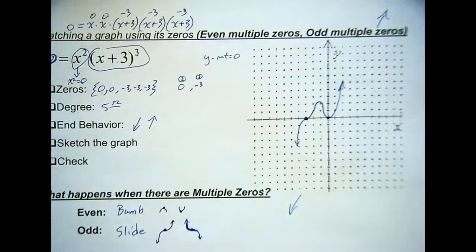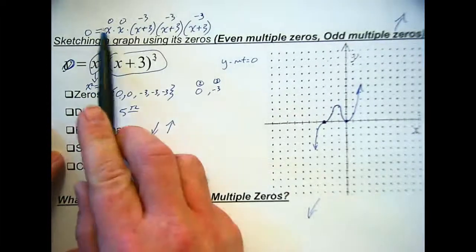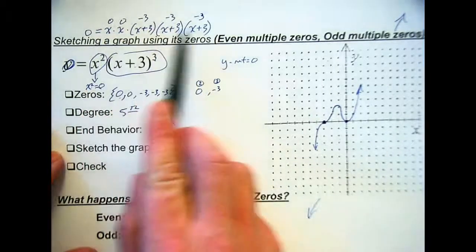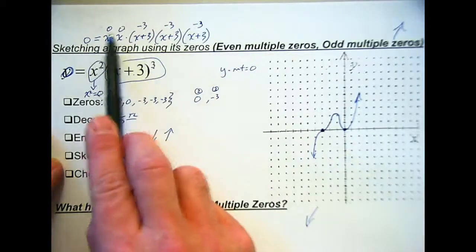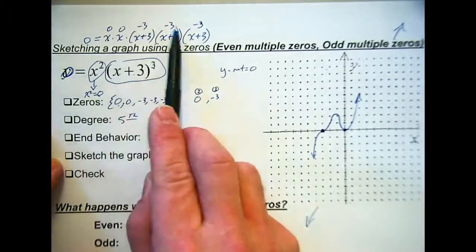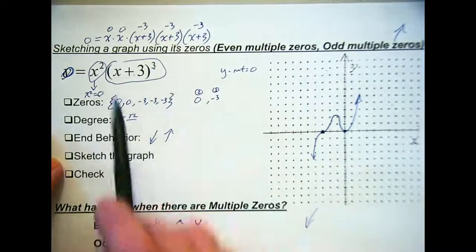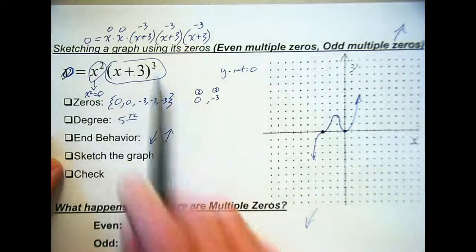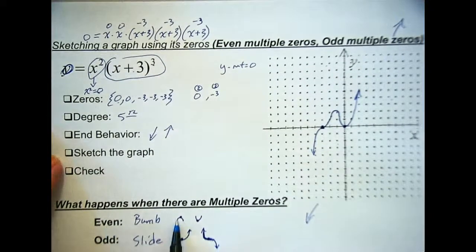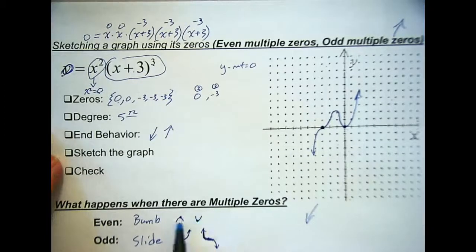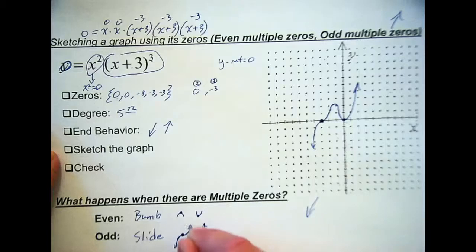Once again, there are 2 zeros because of the x squared: x times x plus 3 times x plus 3 times x plus 3. There are 3 -3s. The shortcut is to look at the power. It's a 5th degree by adding your powers, which means it's down, up. An even multiplicity is a bump, so at that point you bump, either that way or that way. The odd is a slide, like a half parabola going down and then up. Make sure it slides.